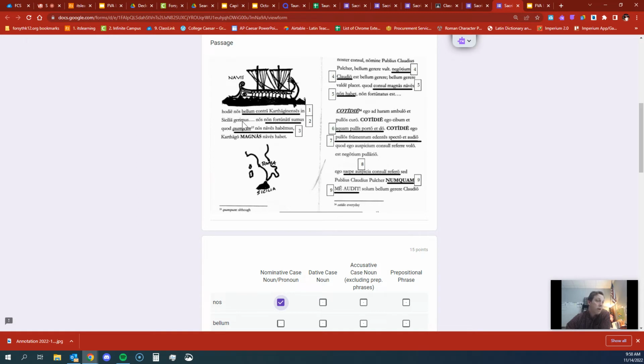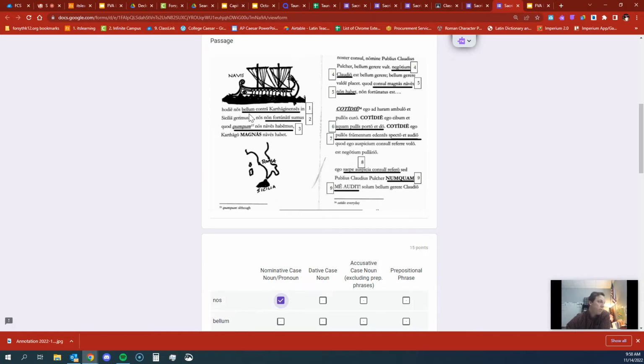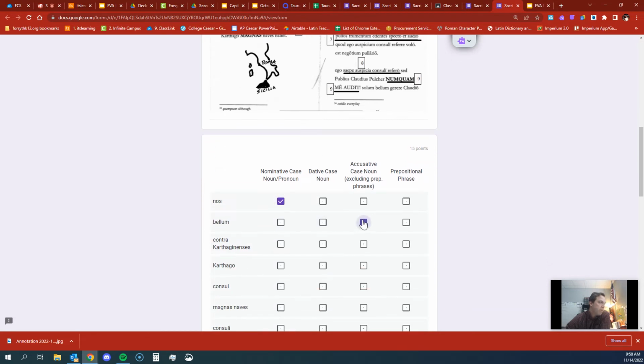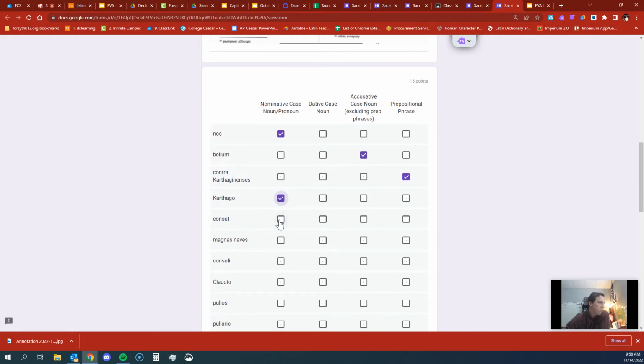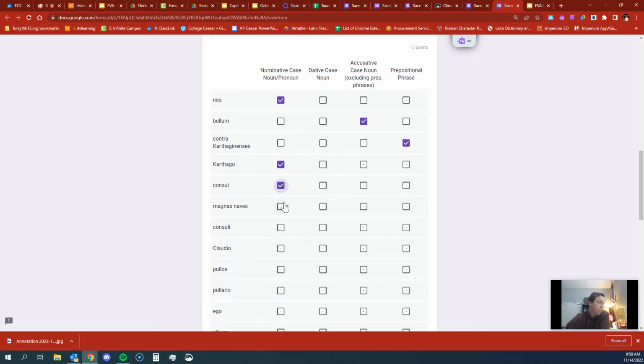Well, the war is not waging itself. We are the ones waging the war, so it's receiving the action. So I'll make it accusative. Over here, you'll see contra Carthaginenses. That's a prepositional phrase, against the Carthaginians. Got the preposition with the word there. Carthago, which is the nominative version of Carthage. Consul, which is the nominative version of consul.